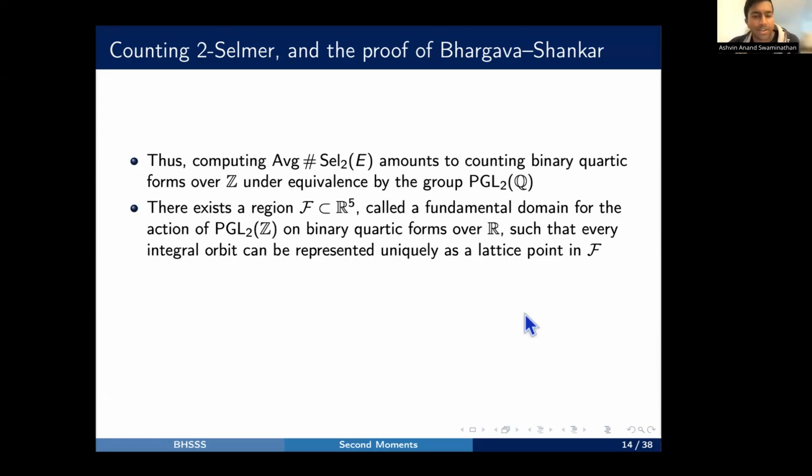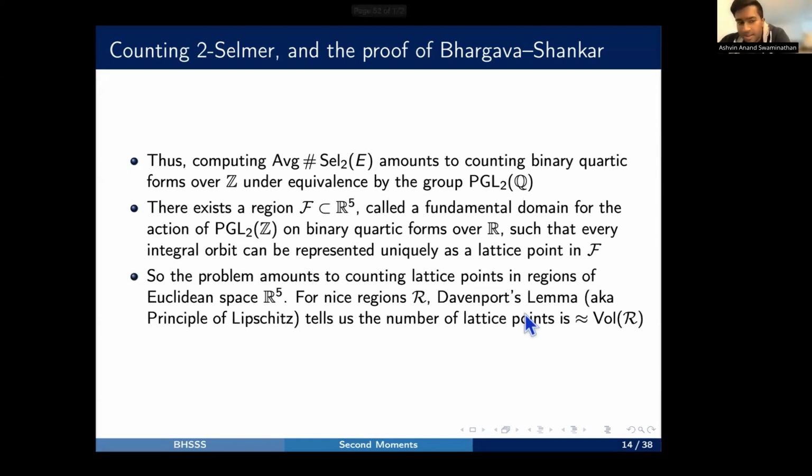Now, there's a fundamental domain for the action of the group PGL2(Z) on binary quartic forms over R, so that every integral orbit can be represented uniquely as a point in this domain. And then the problem amounts to counting the lattice points corresponding to these orbits. That's a problem of counting lattice points in a Euclidean space. For nice regions, you have Davenport's lemma, also known as the principle of Lipschitz, which says the number of lattice points is approximately the volume of the region.